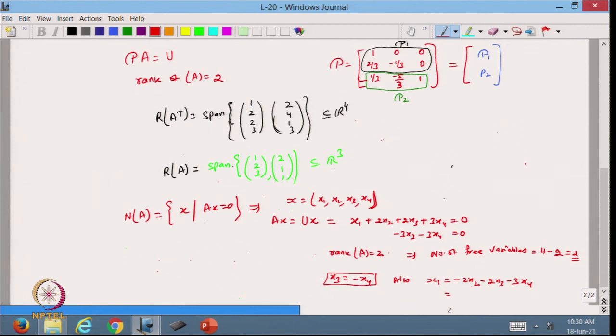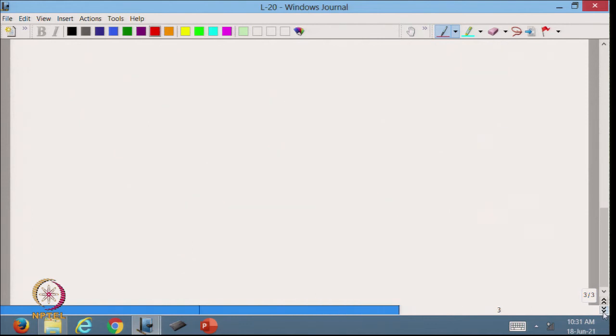Now, in this case I can write minus 2x2 here. So instead of x3 I can put minus x4. So it will be 2x4 minus 3x4, and from here I can write minus 2x2 minus x4. Okay, so now I got this one.